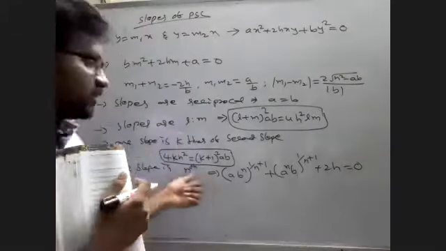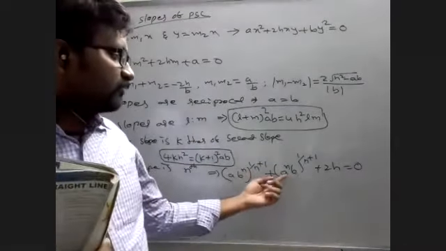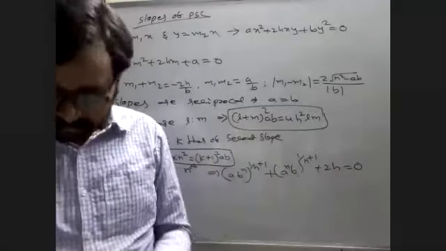Here in place of n there will be given some number, and the pair of lines will be given clearly, and A, B, H you will get from that equation.